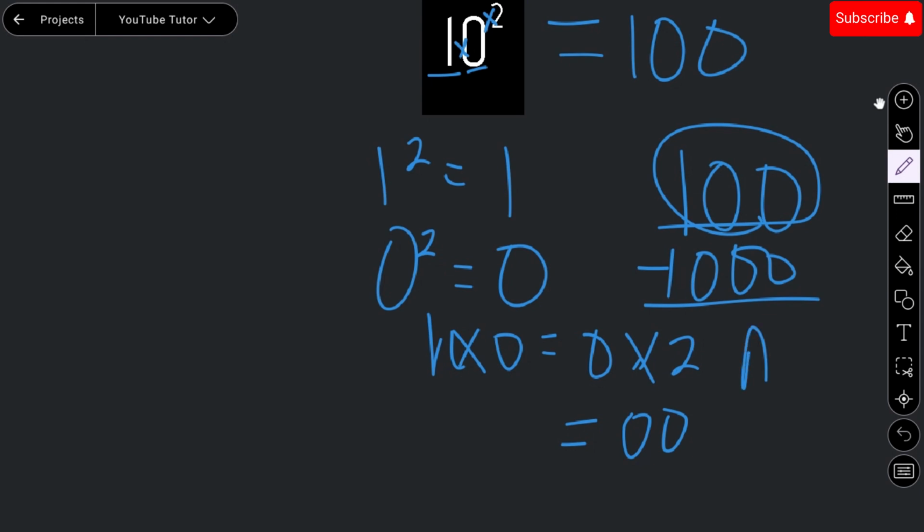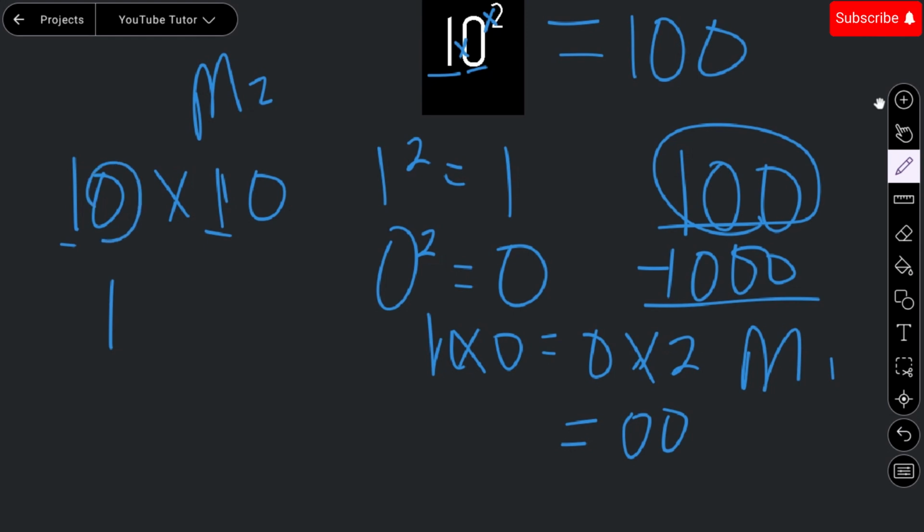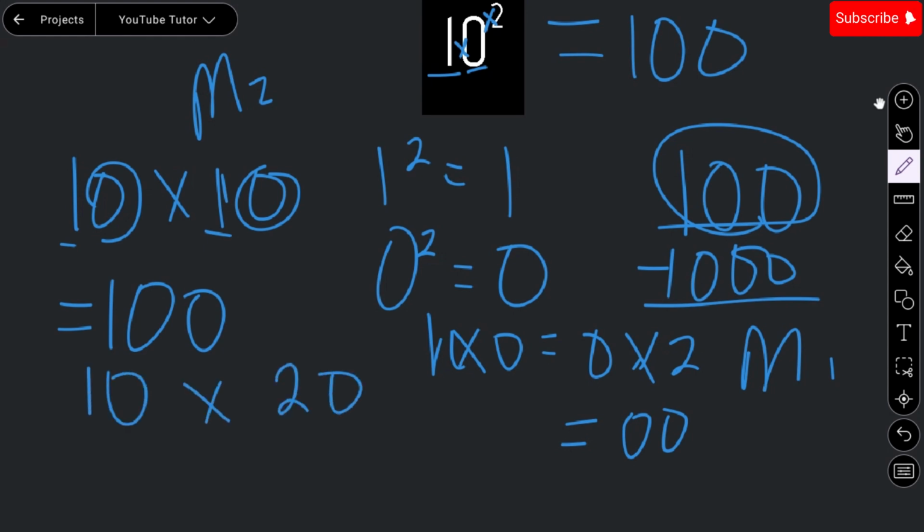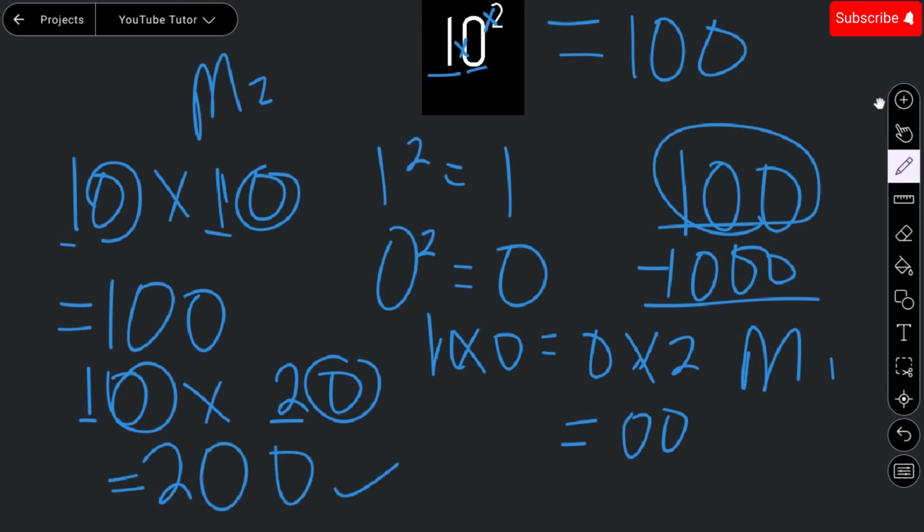Now this is method 1. With our method 2, 10 squared means 10 times 10. What we do is 1 times 1 gives us 1. Then we add the zeros. How many zeros? 2. If you are not certain, let's do another one. Maybe 10 times 20. So 1 times 2 gives us 2. Now how many zeros? 1. So 10 times 20 also gives us 200.